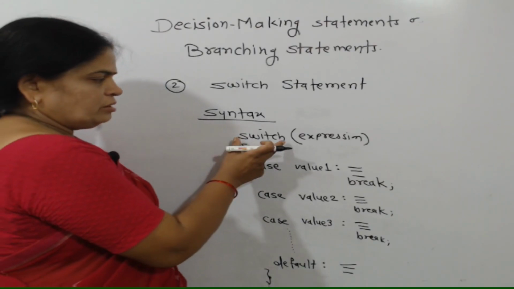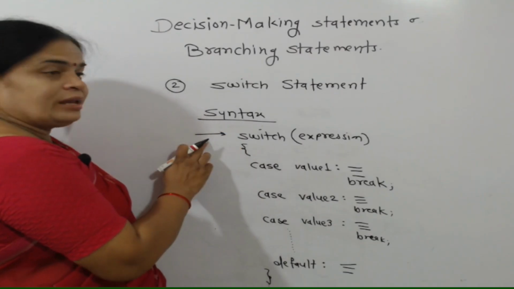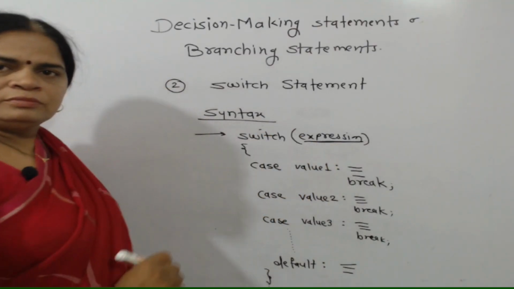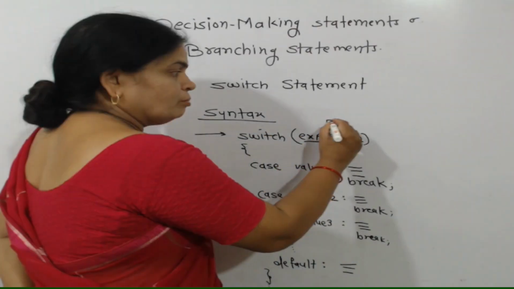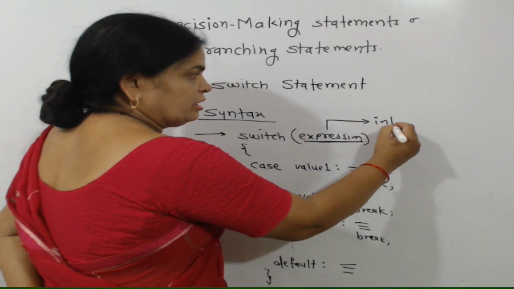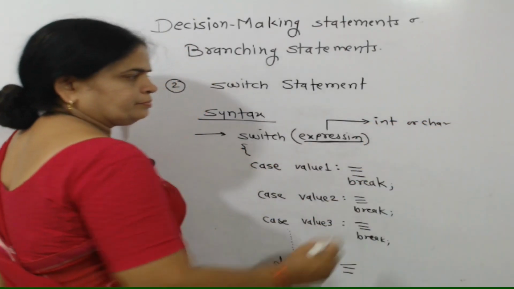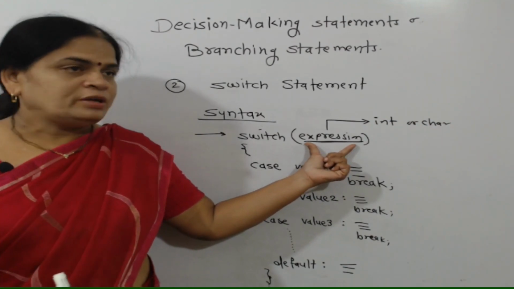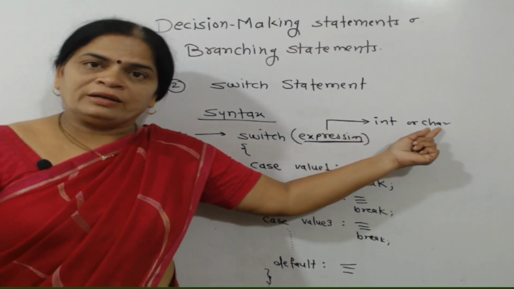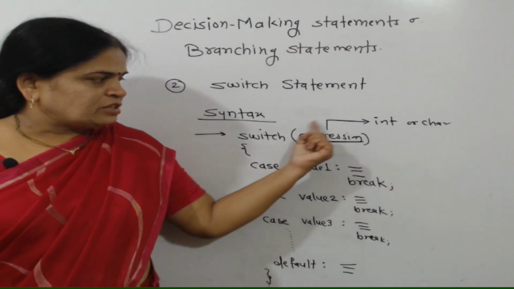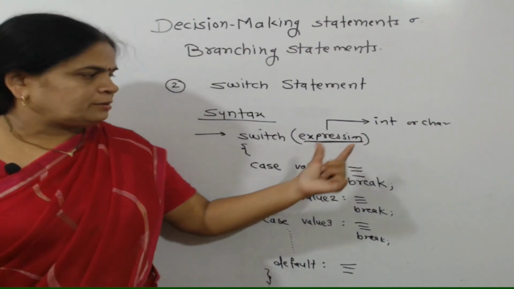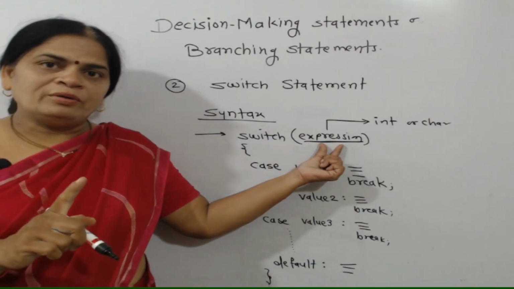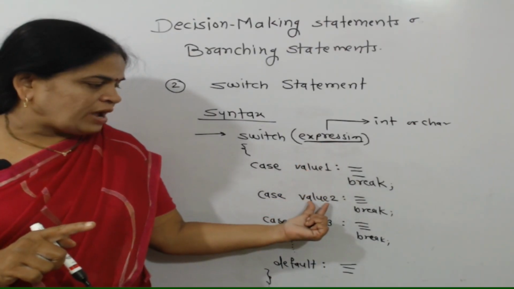Firstly, when this switch statement is encountered by the compiler, first this expression will be solved. This expression must be either integer or character. There is a restriction on this expression, that it must be either of integer type or of character type. That means whatever the value of this expression is, it will be either integer or character. Then the value of this expression will be compared one by one with these values.